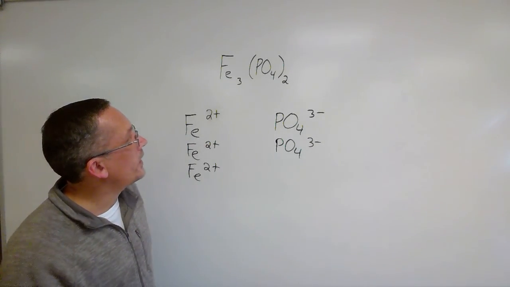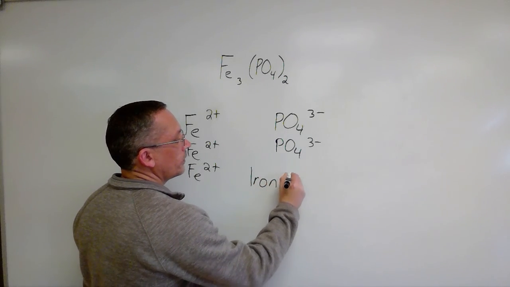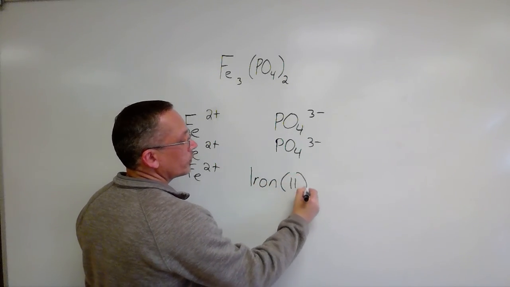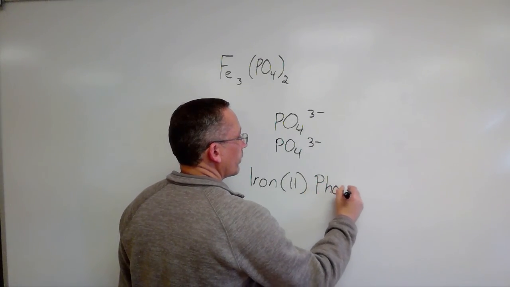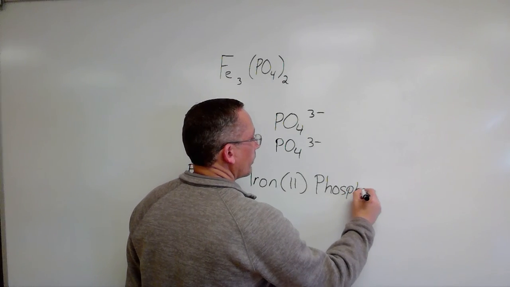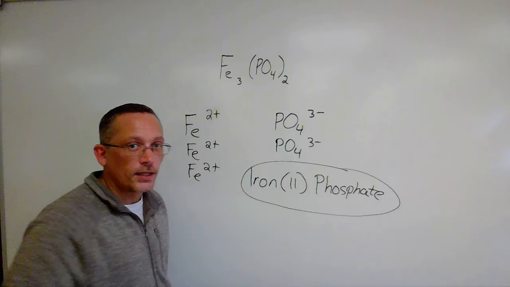So what would be the name of that compound? That would be iron, Roman numeral 2, phosphate. There we go.